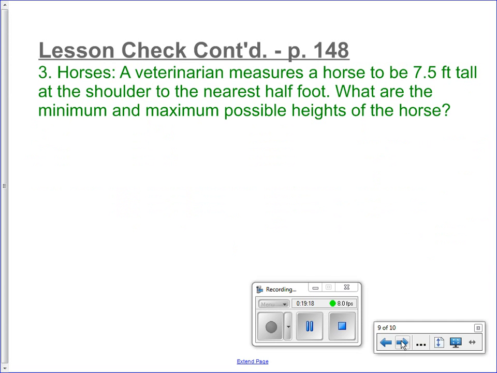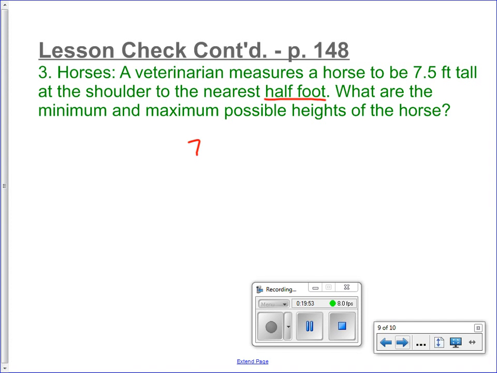Number 3, horses. A veterinarian measures a horse to be 7.5 feet tall at the shoulder to the nearest half foot. What are the minimum and maximum possible heights of the horse? Okay, so he's been measured to the nearest half foot. So the difference is half of that measurement. Half of a half foot would be 1/4 of a foot. So that would be 0.25.